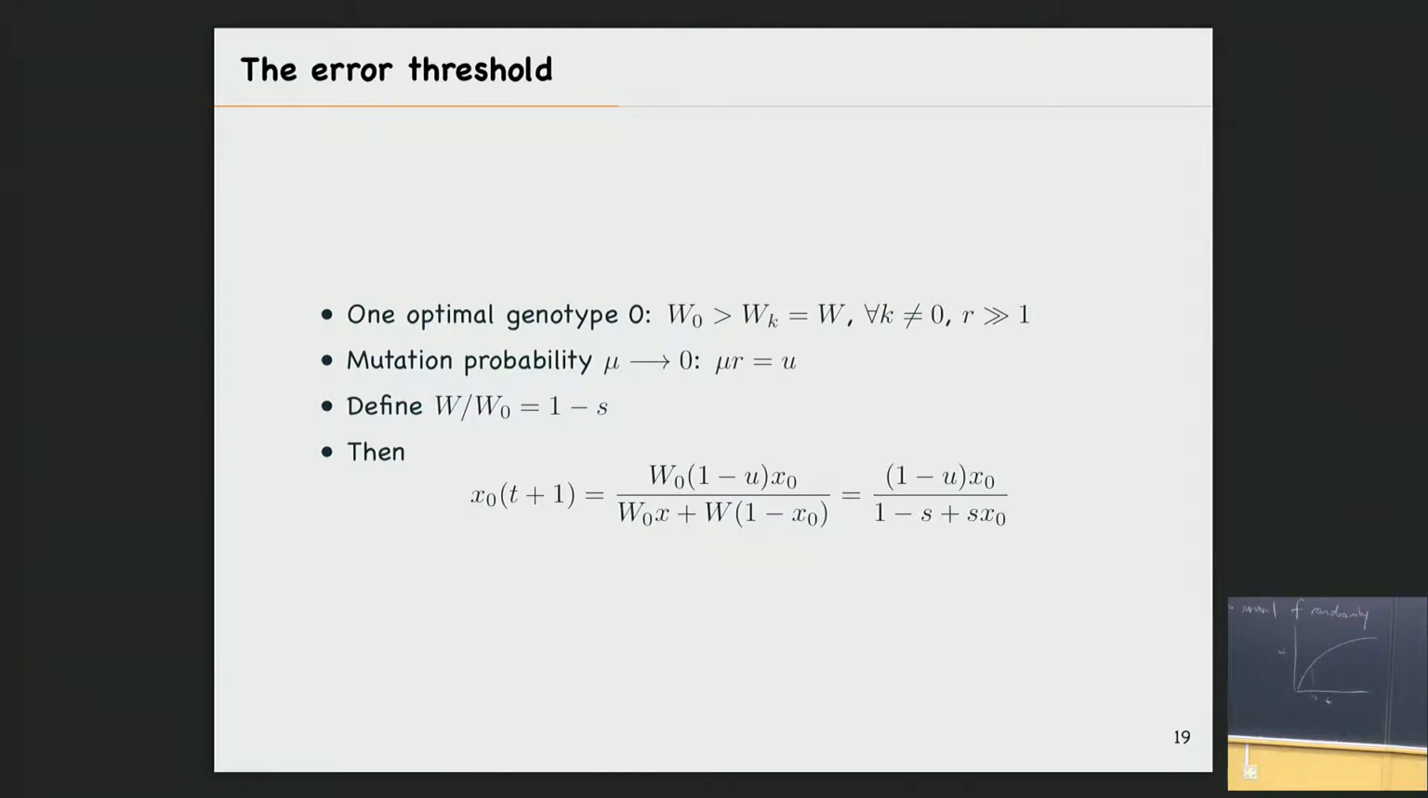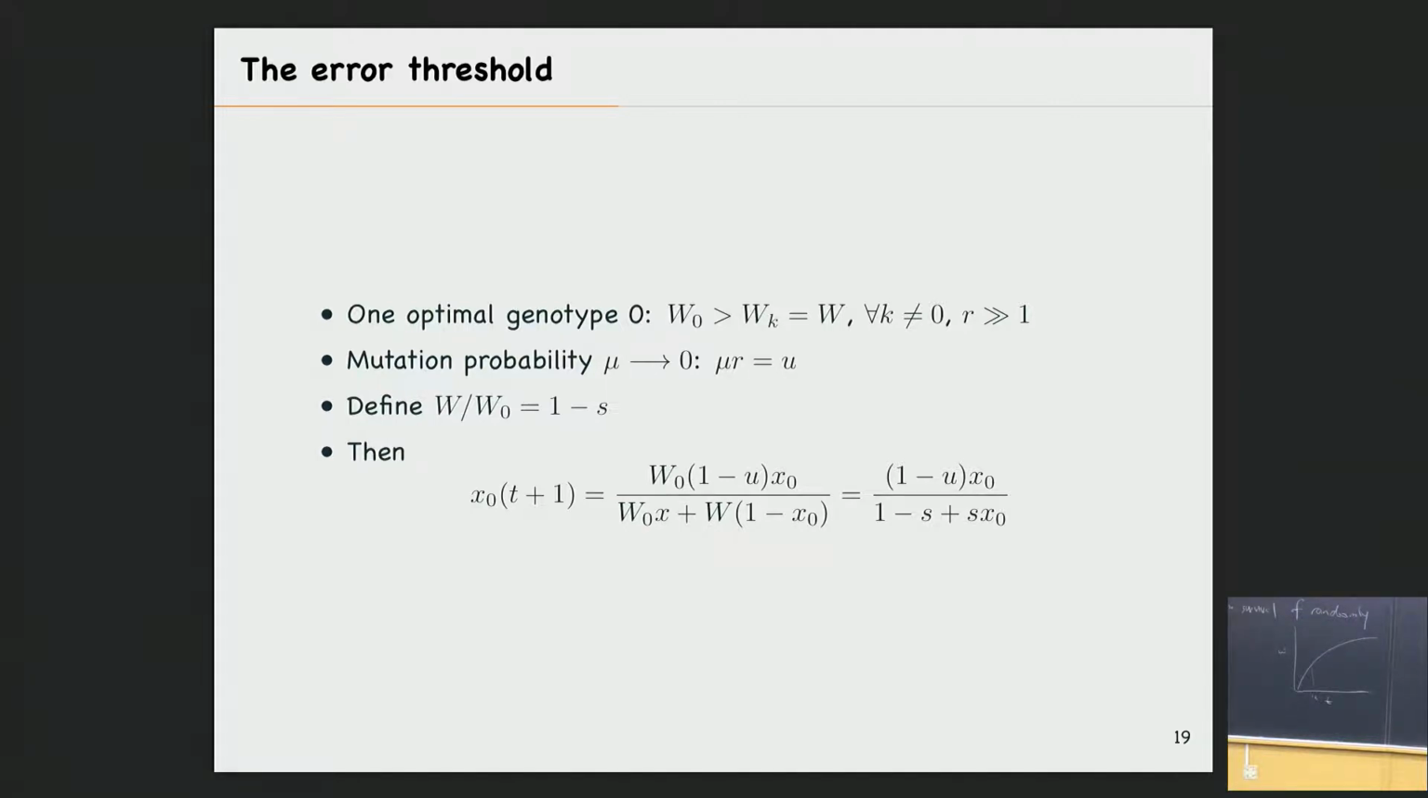Define W divided by W0, where W0 is the fitness of the wild type, and all the others have a smaller value. So W divided by W0 is, say, 1 minus S. And then you can write down simply the equation for the frequency of the wild type. It's given by this expression here, in which I define U as the mutation per site times the length of the sequence. So U is actually the total probability of mutating into any other sequence.